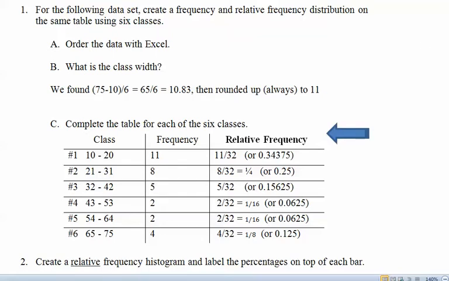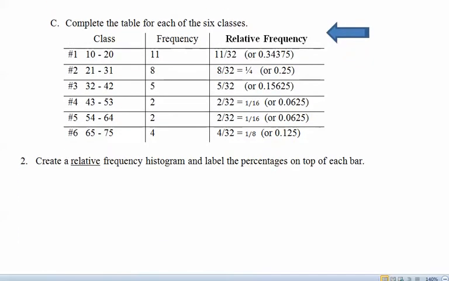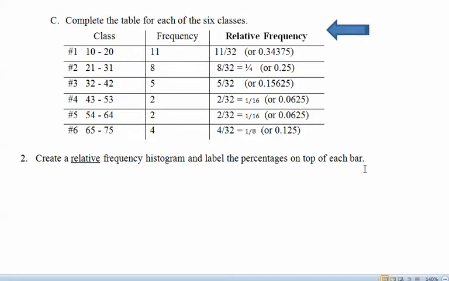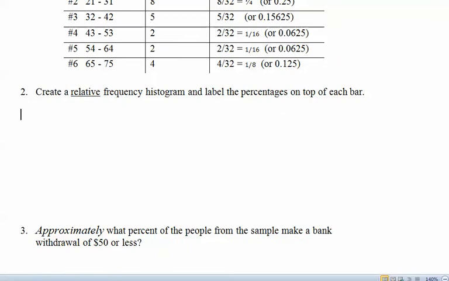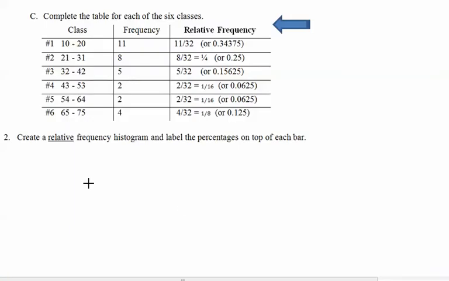Okay, so we're ready to make the histogram. I'm going to go ahead and follow the directions here. I'm going to make a histogram from the relative frequency distribution, and I'm going to label the top of each bar. Actually, I'll also label on the side. And then after that, we're going to answer one more question.